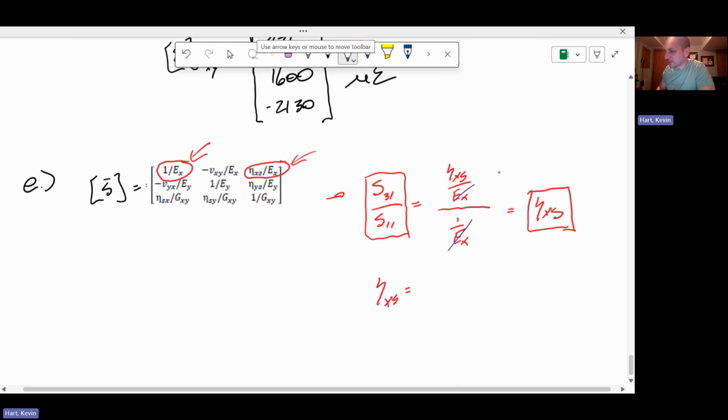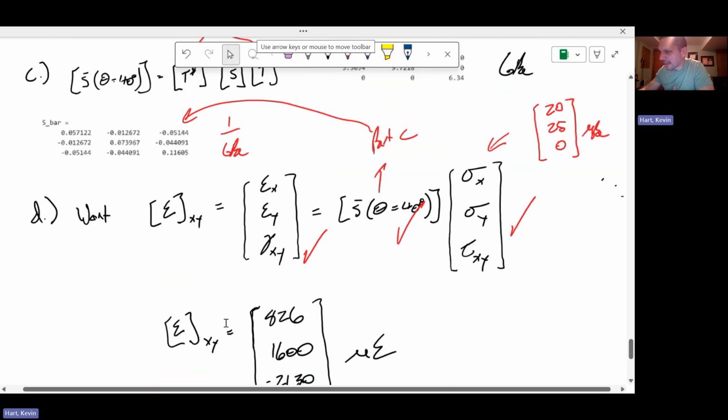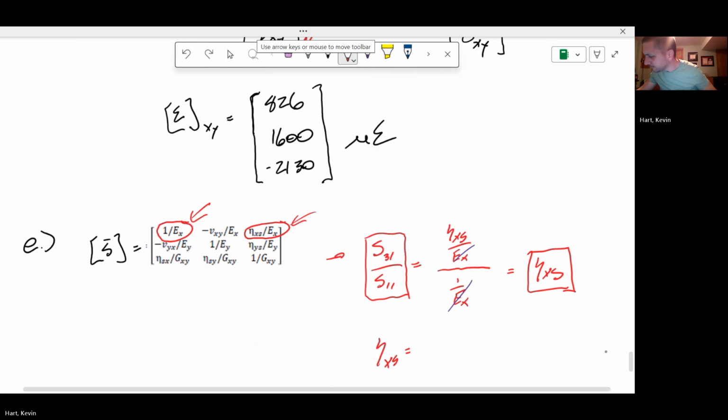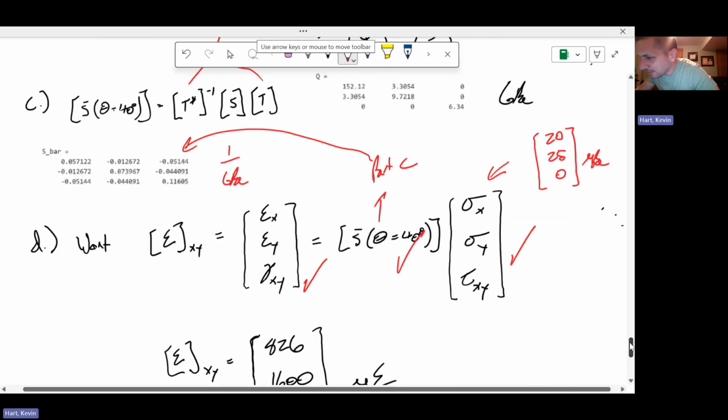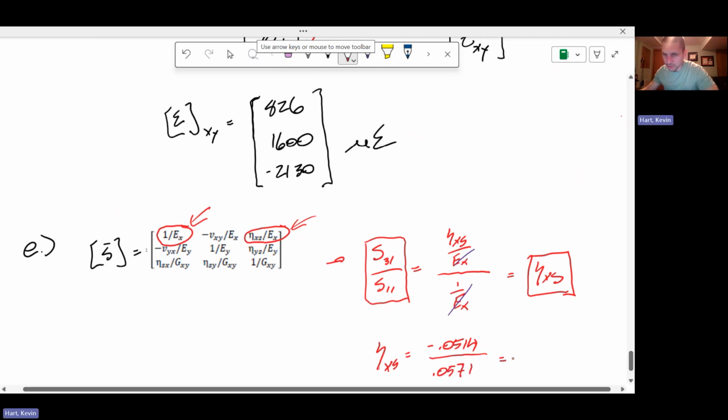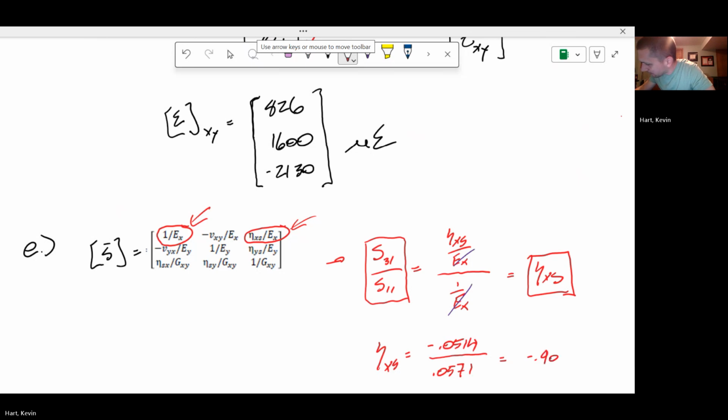Okay, so the 3-1 entry, we roll back up here, negative 0.0514. The 1-1 entry, 0.0571. So you can calculate this, punch this in, negative 0.901. So that's the answer for eta XS.